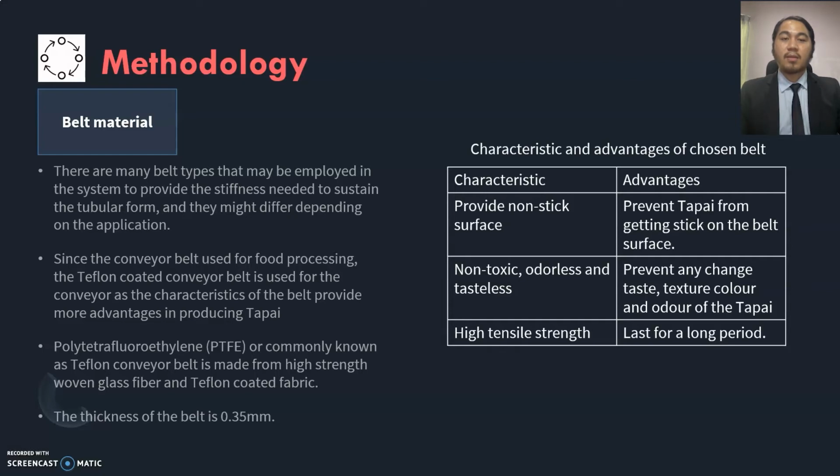The first characteristic is it provides a non-stick surface, and it prevents Tapai from sticking and getting stuck on the belt surface while performing the forming process. The next characteristic is non-toxic, odorless, and tasteless. It prevents any change in taste, texture, color, and odor of the Tapai. The last characteristic is high tensile strength. It will last for a long period.